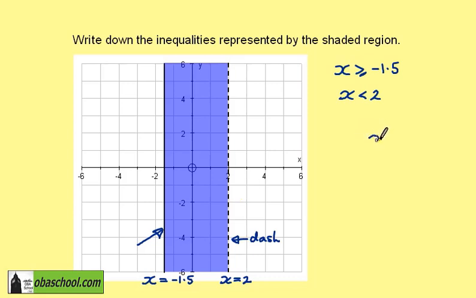Note that since we have an enclosed region, we could rewrite this as x is greater than or equal to minus 1.5 and less than 2. Note carefully here the way that the inequality signs point.